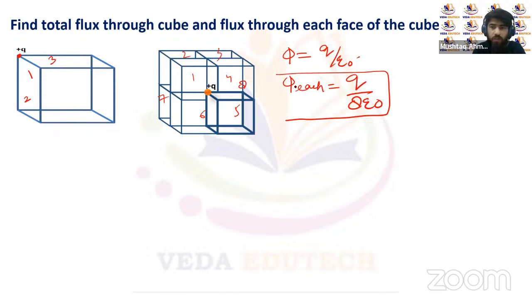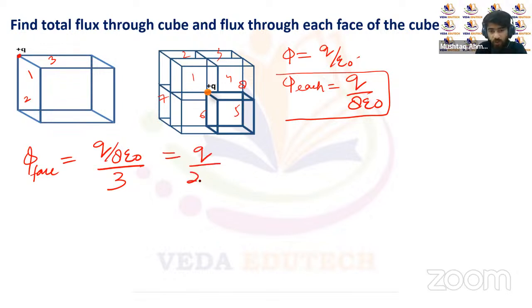The total flux through the cube in this situation is Q upon 8 epsilon naught, and this flux is only associated with the 3 faces of the cube. It means the flux through each face will be the flux through the cube, Q upon 8 epsilon naught, divided by 3, because the flux is only distributed among the 3 faces. So the flux through each face will be Q upon 24 epsilon naught, right? So this will be the flux through each face, and the flux through the cube is Q upon 8 epsilon naught.